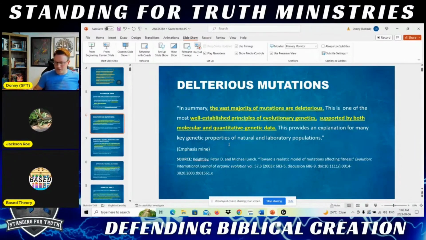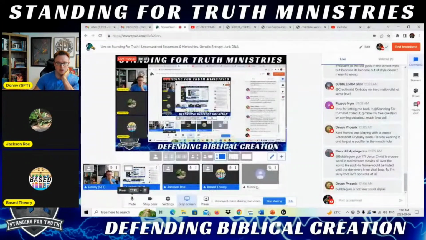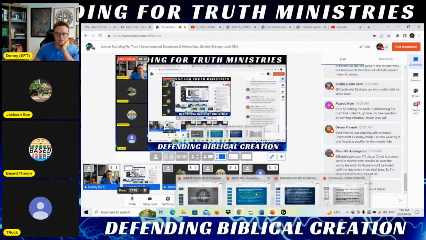But well, I wanted to ask Grayson this: how do you interpret Kimura when he says, under the present model, effectively neutral, but in fact, so to me it sounds like he's clarifying what effectively neutral means. Very slightly deleterious mutants accumulate continuously in every species. So when Kimura uses effectively neutral, isn't he defining that as being slightly deleterious? I don't think so.